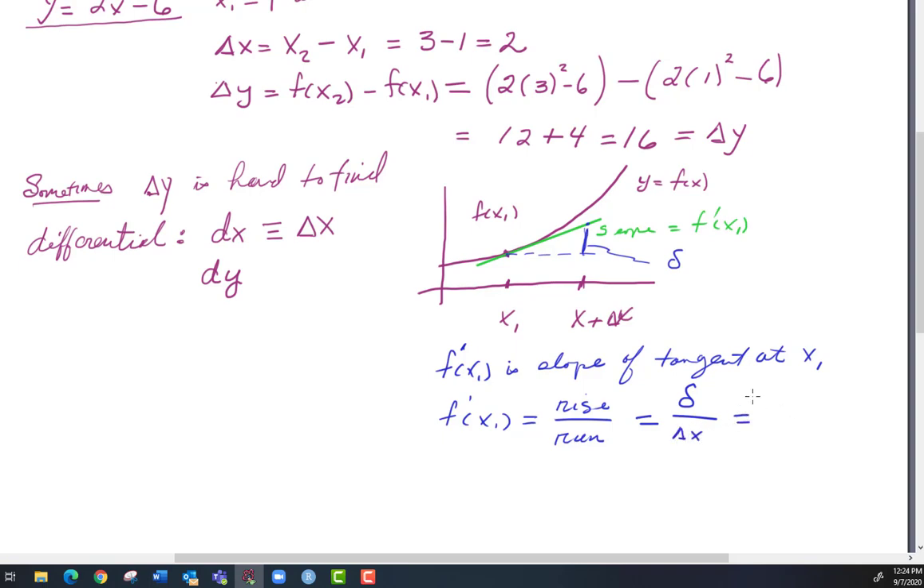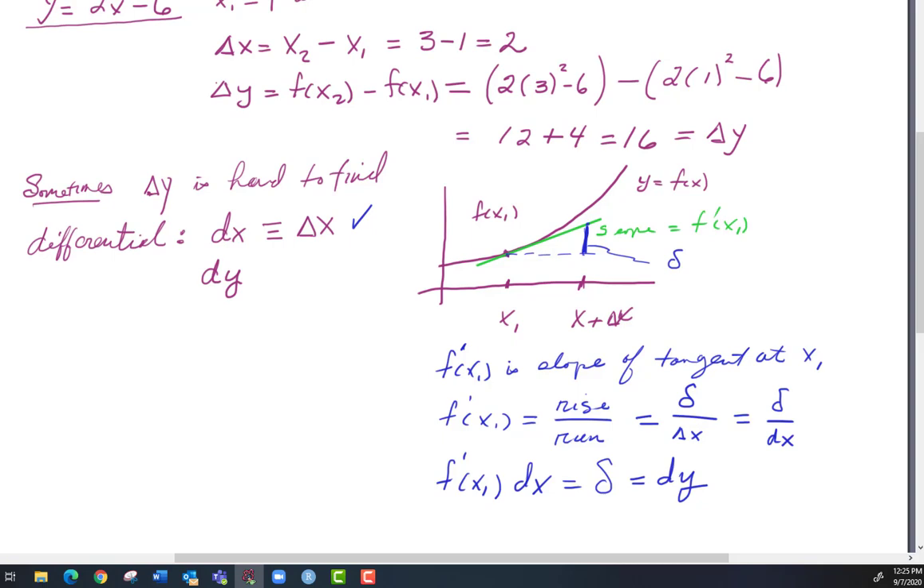And we know from this definition right here that delta x and dx are the same, and so delta over dx would be f prime x1, or we could say that f prime x1 dx is equal to this little delta thing. That would be this distance right here. Now that distance is what we mean by the differential dy. So now you don't have to call that delta, you can call it dy.